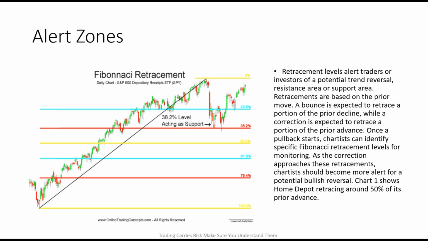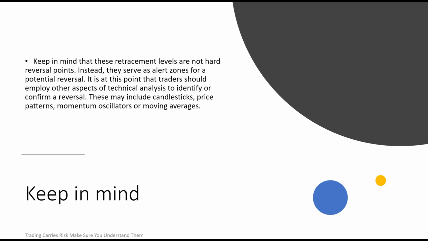So when using the Fibonacci tool, the probability of forex trading success could increase when used with other support and resistance levels, trend lines, and candlestick patterns for spotting entry and exit points. So think of these as alert zones. Retracement levels alert traders or investors of a potential trend reversal, resistance area, or support area. Retracements are based on the prior move. A bounce is expected to retrace a portion of the prior decline, while a correction is expected to retrace a portion of the previous low.